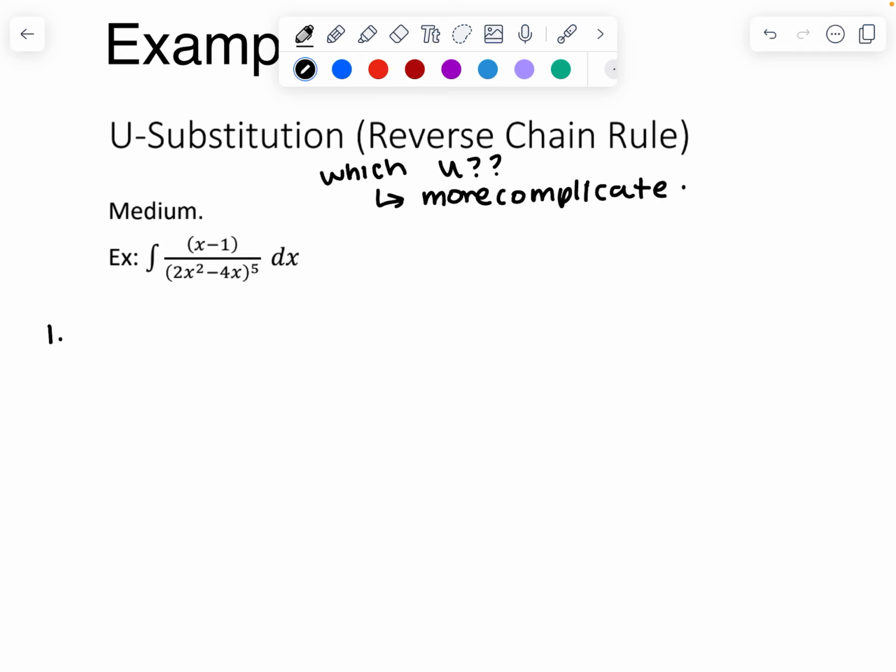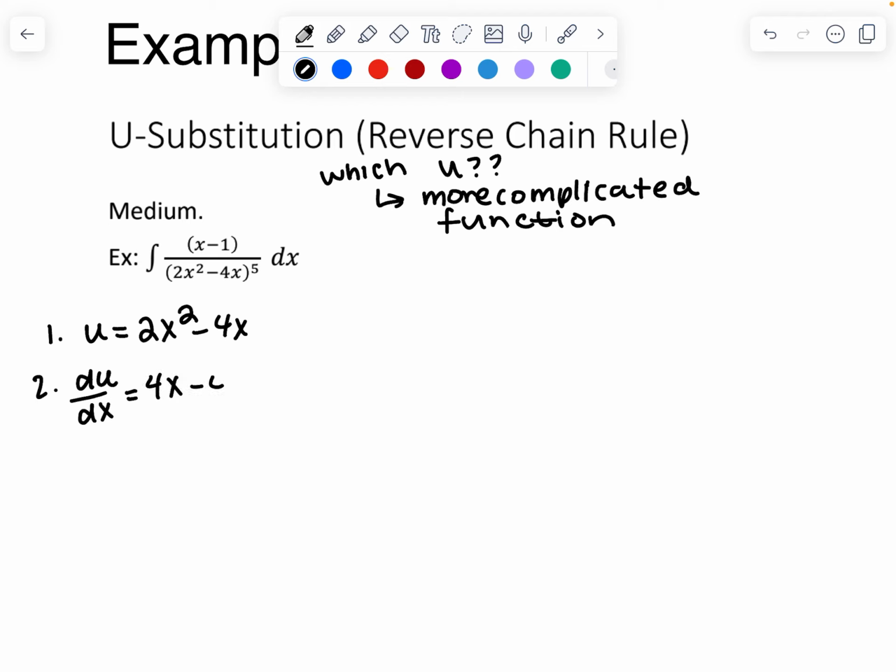More complicated function if you have a choice. Some of the last problems it was very obvious what u was, but this one it's not. So I'm going to choose the more complicated one, and that is 2x squared minus 4x. You'll see again, I'll take the derivative of u, and that gives us 4x minus 4.